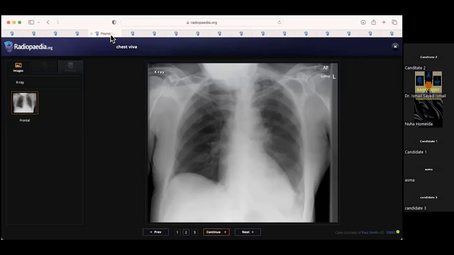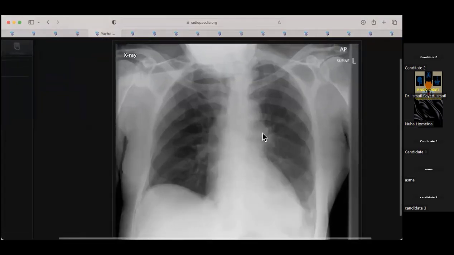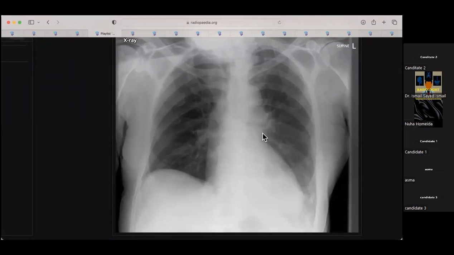Both lung fields are clear, the heart size is within normal limits. The right costophrenic angle is sharp and well delineated. I'm checking the ribs for any abnormalities, since there is no history of trauma. I can see that there is a left hilar irregular opacity, which is causing filling of the aortopulmonary window.